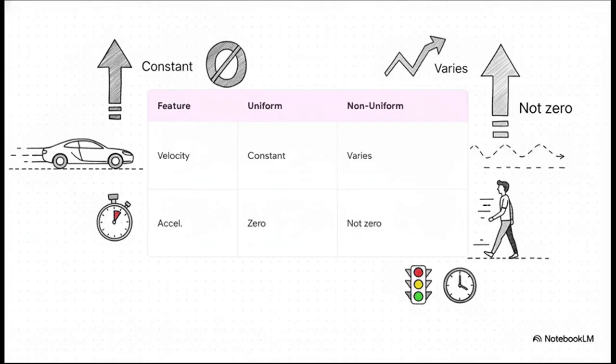Non-uniform motion, on the other hand, represents the messy reality of the real world. You've got unequal distances covered in equal times, varying speeds, changing velocities, and non-zero acceleration. Just think of the absolute frustration of getting stuck in stop-and-go traffic, constantly hitting the gas and slamming on the brakes, or even just a person walking down a crowded sidewalk at varying speeds.